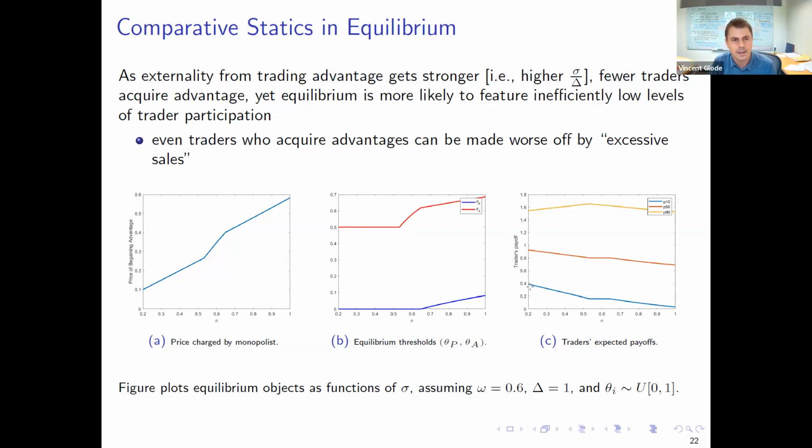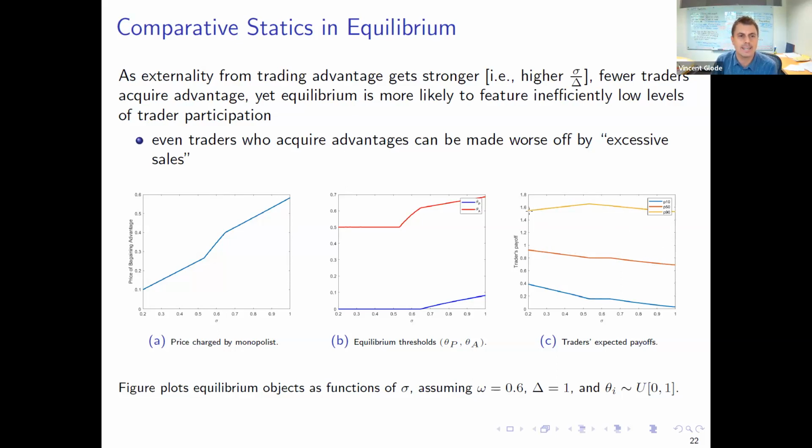So this is the payoff for a trader whose theta is equal to 0.1. You can see that trader is not acquiring the trading advantage anyway. So the fact that the trading advantage is more powerful hurts that unsophisticated investor. Same thing here: this is a trader whose theta is 0.5. As the trading advantage of the sophisticated investor gets stronger, that trader gets worse off.